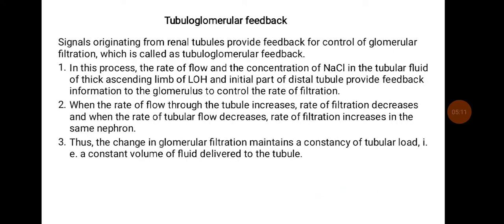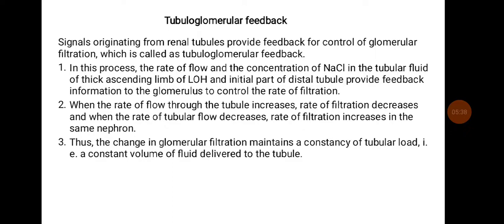Tubuloglomerular feedback. Signals originating from the renal tubules provide feedback for the control of glomerular filtration, which is called tubuloglomerular feedback. In this process, the rate of flow and the concentration of sodium chloride in the tubular fluid of the thick ascending loop of Henle and the initial part of the distal convoluted tubule provide feedback information to the glomerulus to control the rate of filtration.